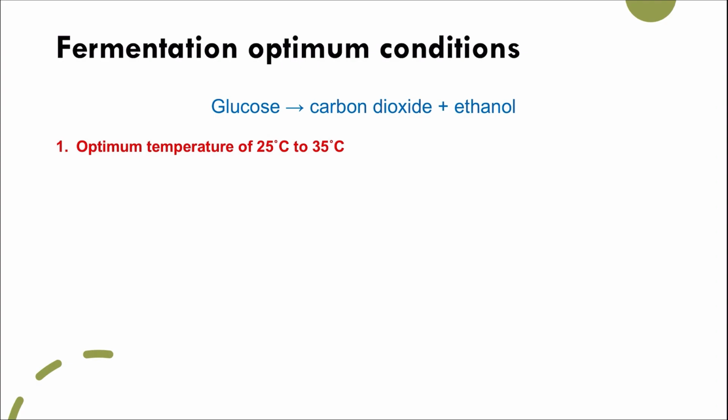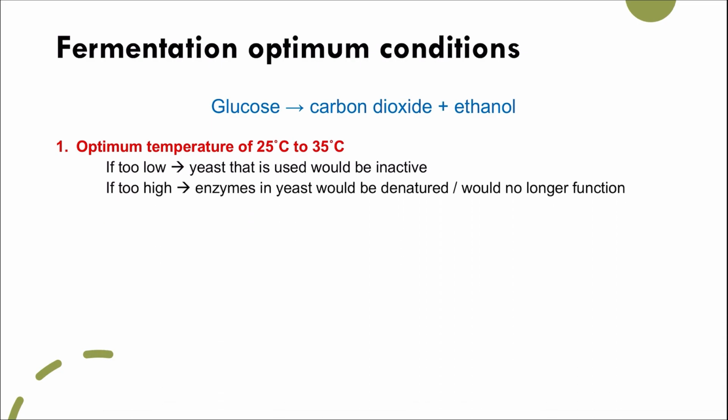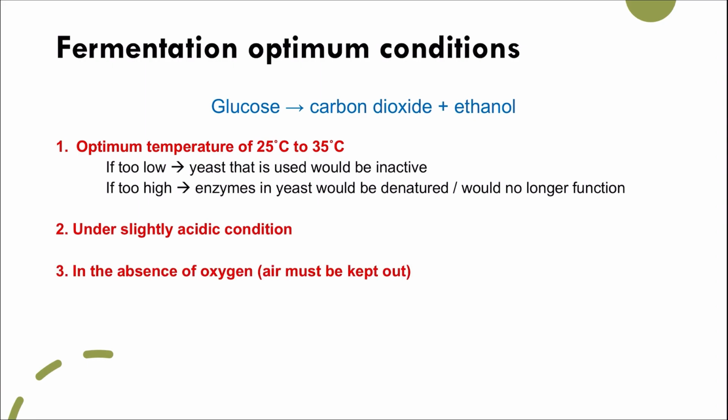So we know that enzymes need an optimum temperature to be useful. If the temperature is too low, the yeast that is used would be inactive and the enzyme will be inactive at low temperature. If the temperature is too high, the enzyme will be denatured because it is a protein. So you need to keep the temperature within that range. Secondly, this reaction needs to be done under slightly acidic conditions. Thirdly, it needs to be in the absence of oxygen. So air must be kept out.